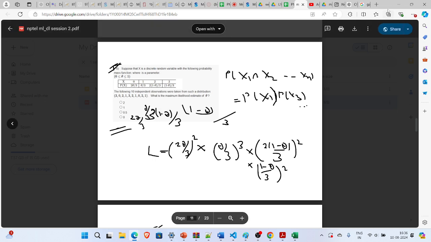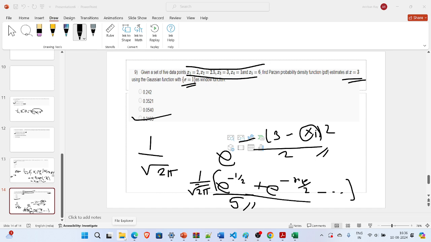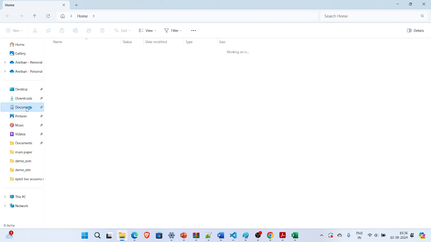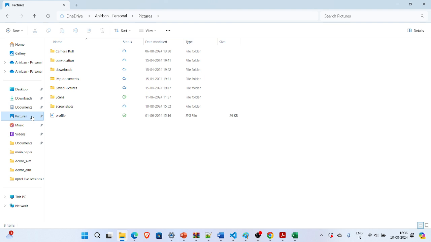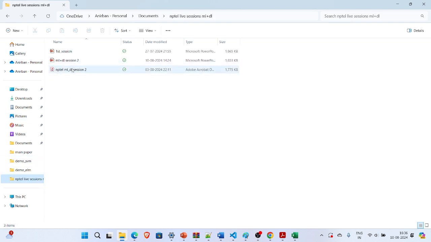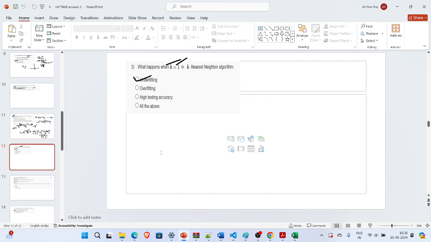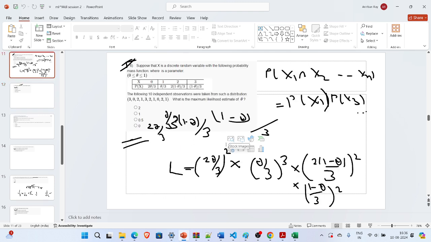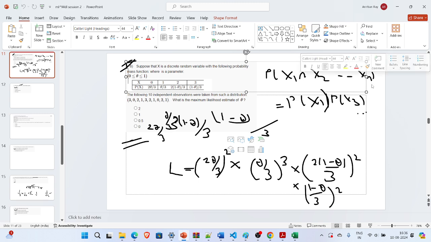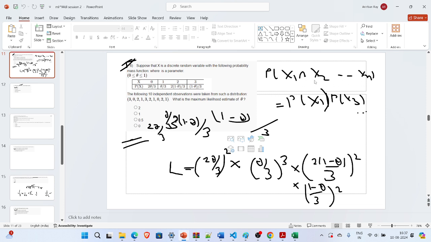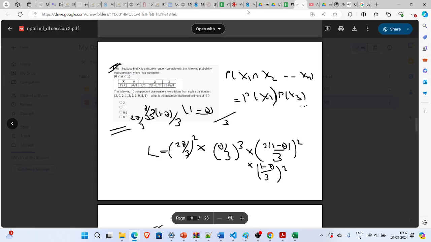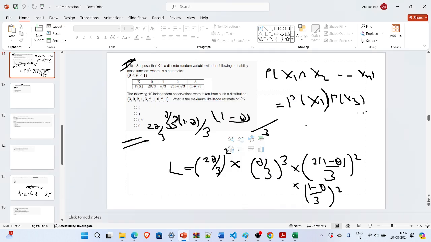So likelihood is the joint distribution of all these x values. As the x values are independent of each other, we can write it as the product of probabilities. Clear? You can write it as p(x1) p(x2) up to p(xn). So you have to take the product of every one of these.